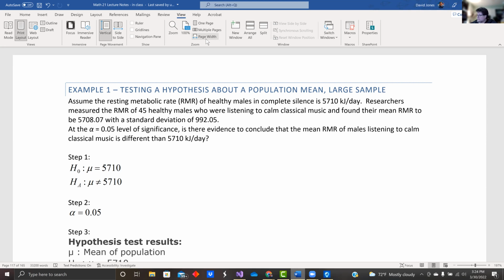And it says males. That might be important. So I'll write healthy males. Might help my statement later on. And they're telling me that the rate is 5,710 kilojoules per day. Now, I know there's no way that every single person is exactly 5,710 kilojoules per day, so I'm guessing that's an average.